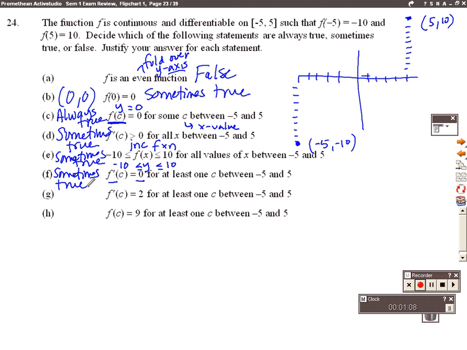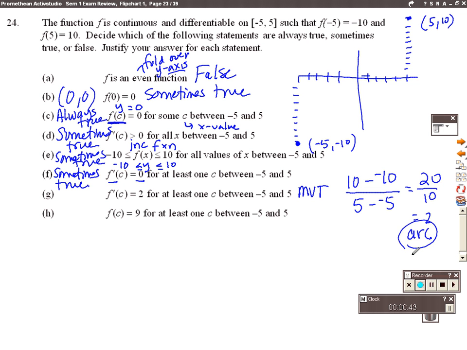G says the derivative is equal to 2 for at least one value between negative 5 and 5. Now this is a sneaky way to do the mean value theorem. If you actually find the slope, 10 minus negative 10 over 5 minus negative 5, you get 20 over 10, which is 2. So that is the average rate of change. Well, the mean value theorem guarantees that at least once the average rate of change is equal to the instantaneous rate of change. So this is always true.